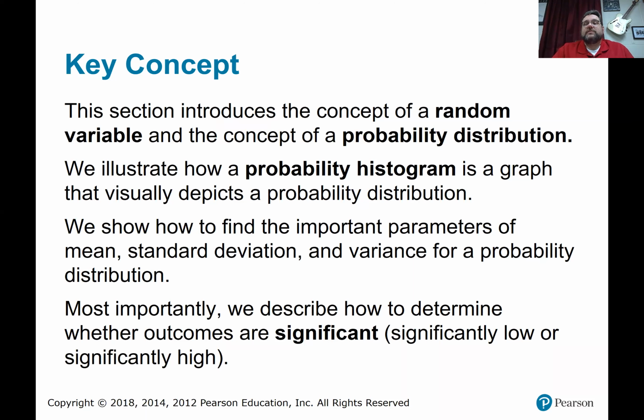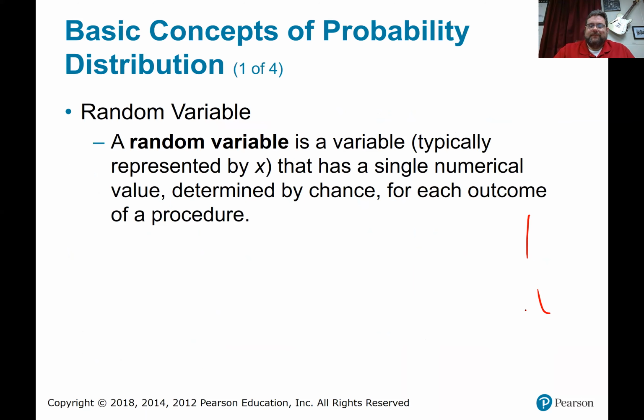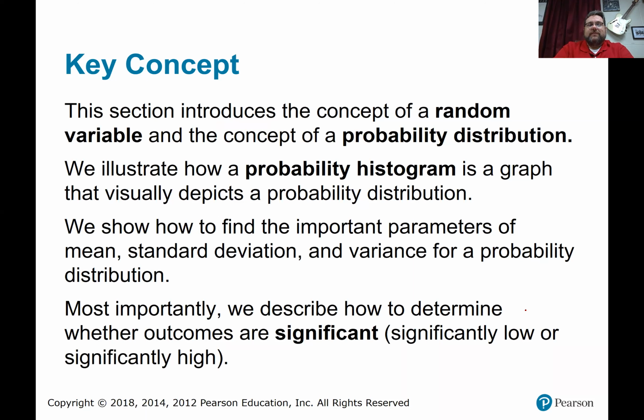This section introduces the concept of a random variable and probability distribution. We're going to show how to find the important parameters like mean and standard deviation. And then we're going to determine whether outcomes are significant. We've talked about this before with significantly high and significantly low, and that's what we're going with here.